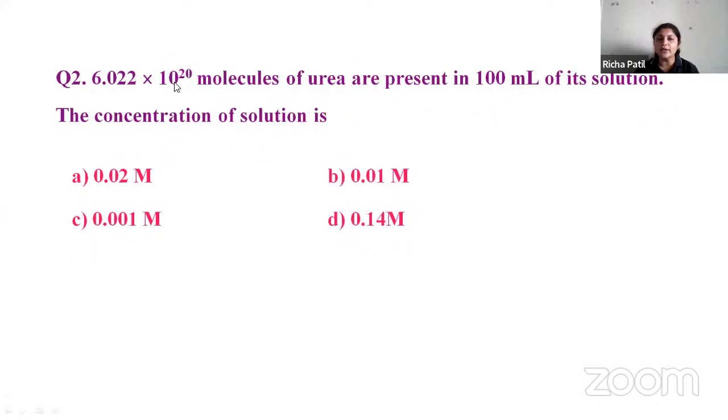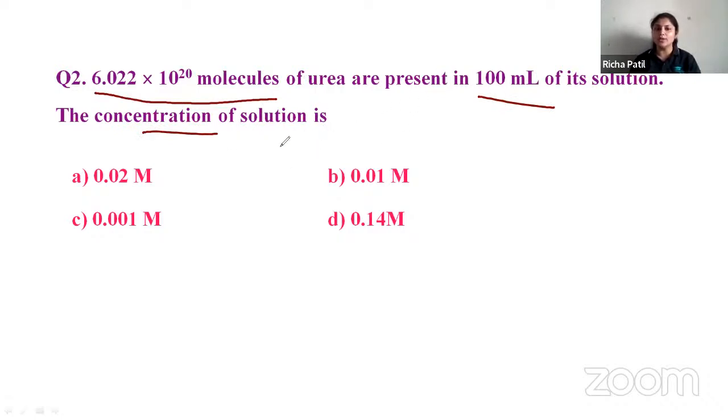6.022 into 10 raised to 20 molecules of urea are present in 100 ml of its solution. The concentration of solution is? So there are these many molecules of urea present in 100 ml of its solution. So they have asked what is the concentration of the solution.